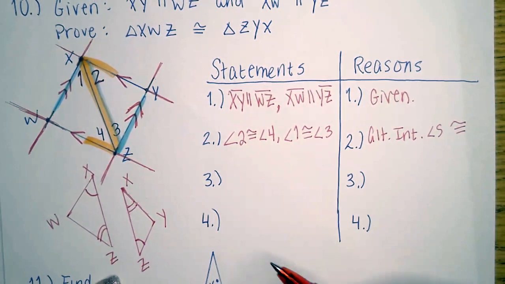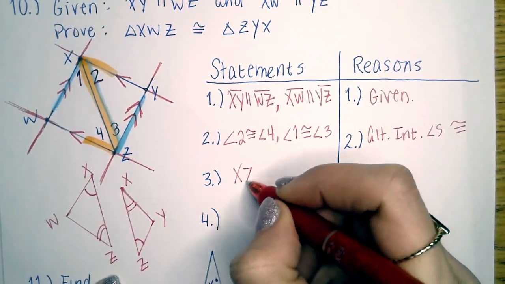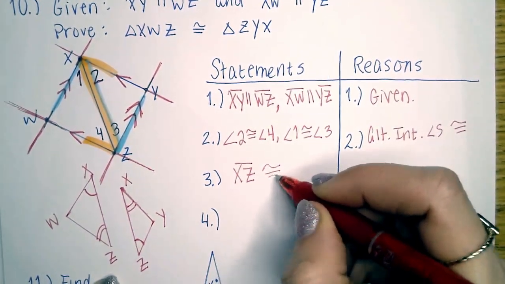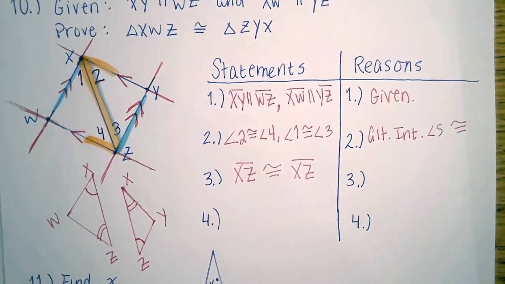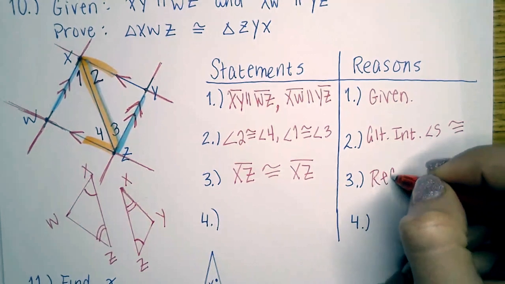That, well, XZ is congruent to XZ. Yeah, perfect. And I feel like that gets overlooked because it seems like, well, duh, of course they're congruent. What allows us to say this? Reflexive. Nice, reflexive property. So that was the one I said.